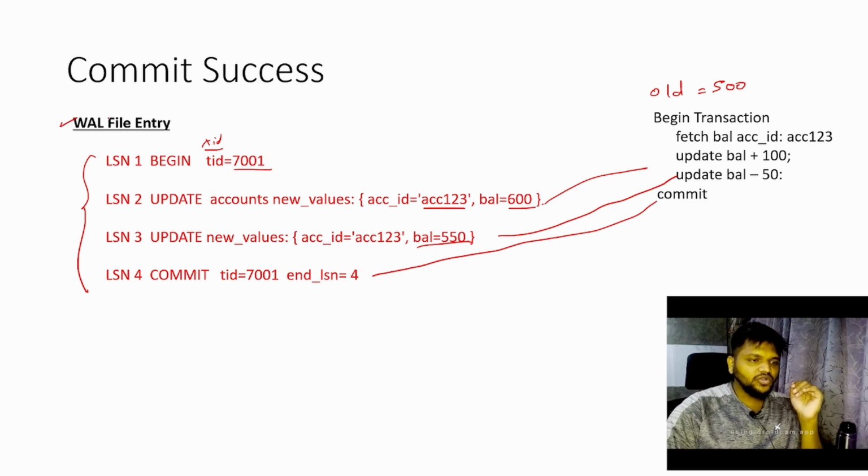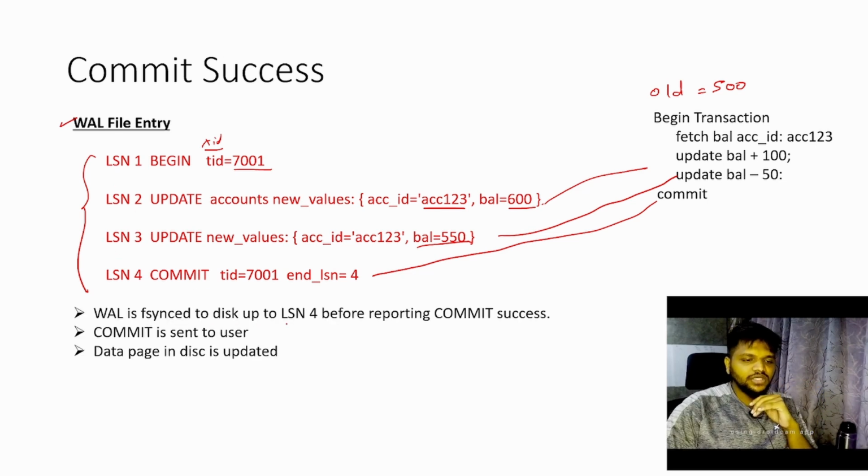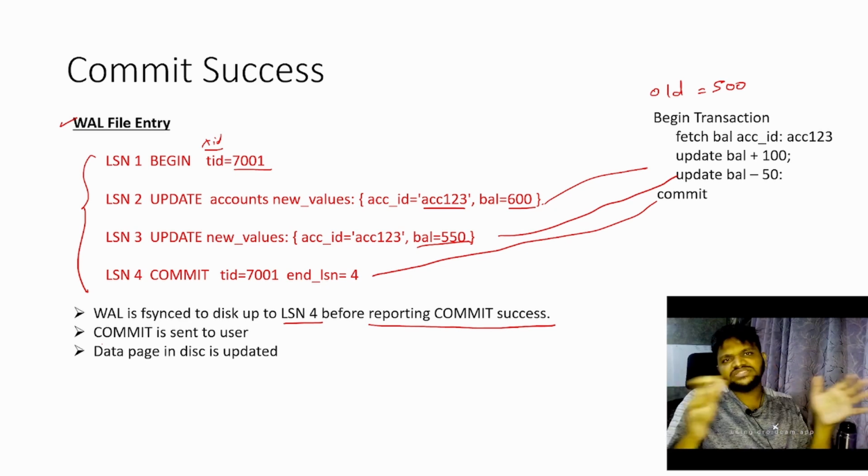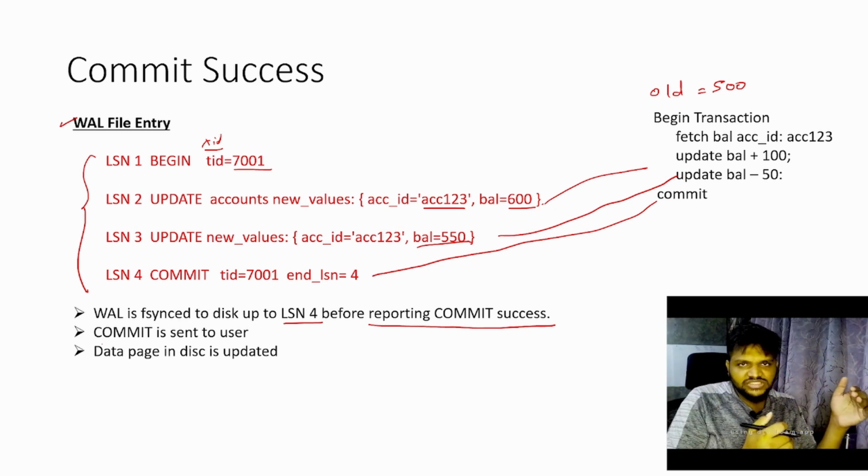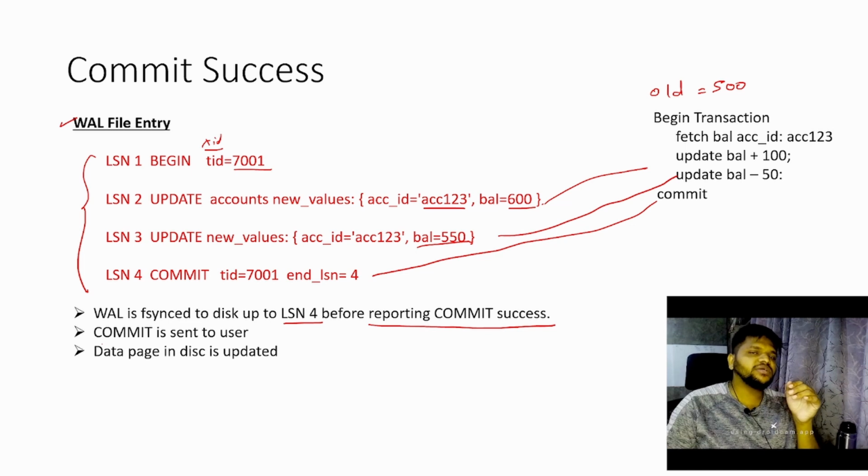Now assume all these things are completed and your WAL file is present on the disk. WAL is fsynced to the disk up to LSN4 before reporting commit success to the user. Once the WAL commit instruction is updated onto the disk, only then do we report commit success to the user. The data page on the disk is updated in parallel in the background. The use case that we are discussing here is a happy path. Your transaction is executed successfully, your commit is done, it is updated into the WAL file and in parallel the data is updated on the disk.